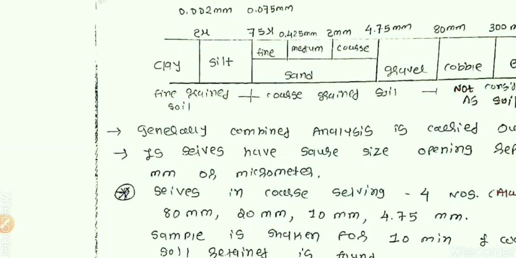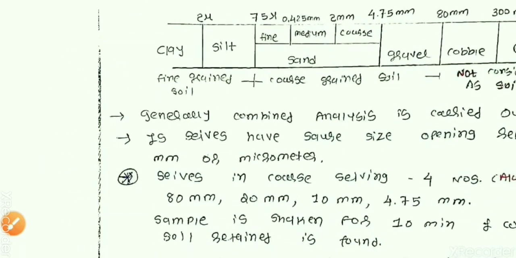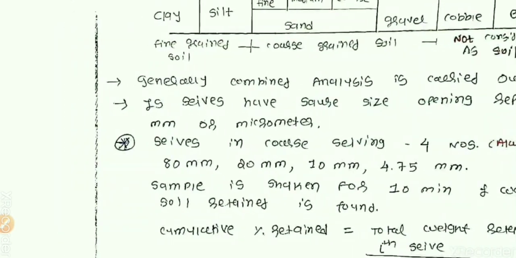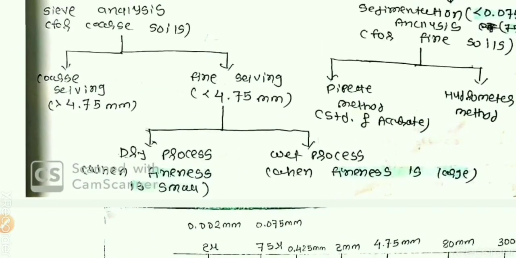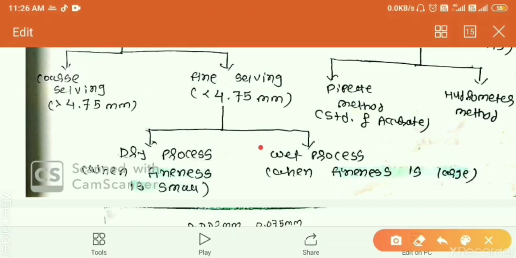So I have written here what a sieve is. An IS sieve has a square size opening, with sizes in mm and micrometers. I have said that for a particle size greater than 4.75 mm, we go for coarse sieving, and for less than 4.75 mm, we go for fine sieving. Here I have written it.